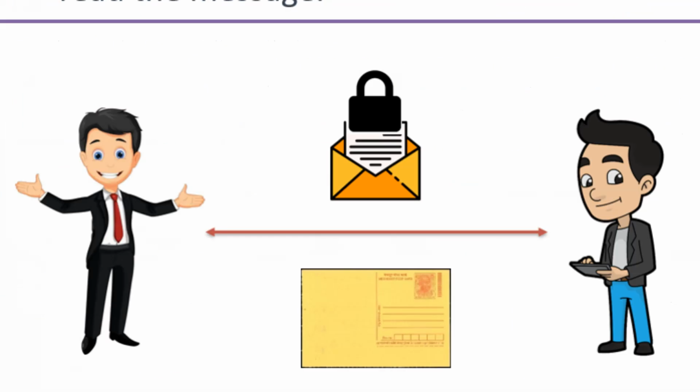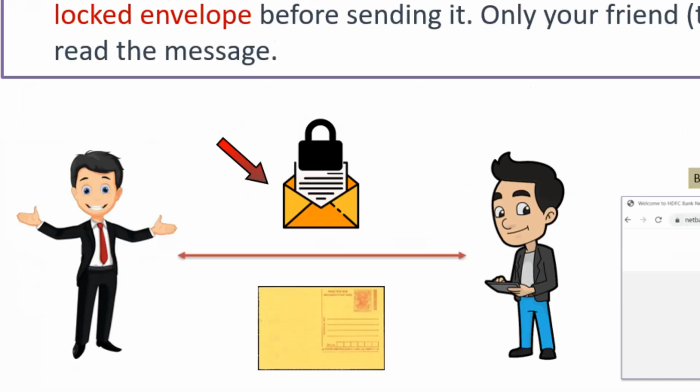Imagine you are sending a secret message to your friend. Without SSL or TLS, it is like sending the message on a postcard, and anyone who intercepts it can read it easily. With SSL or TLS, it is like putting your message in a locked envelope before sending it. Only your friend can unlock the envelope and read the message.